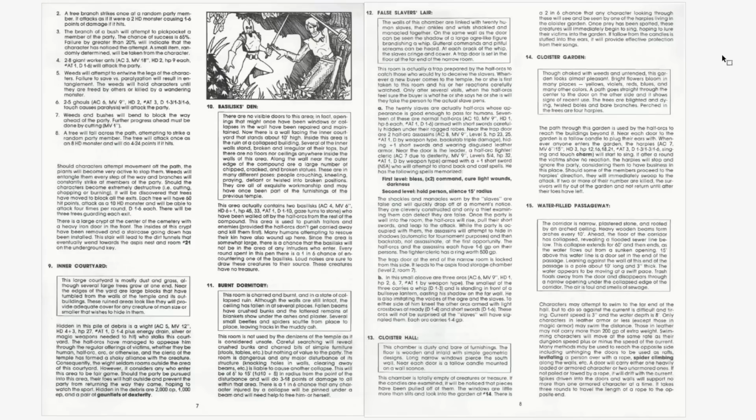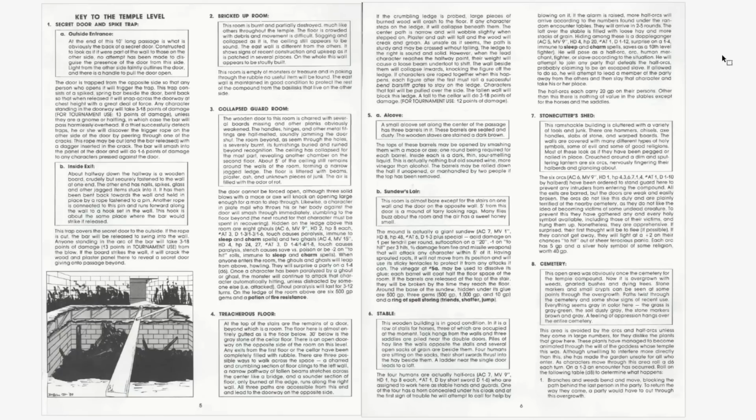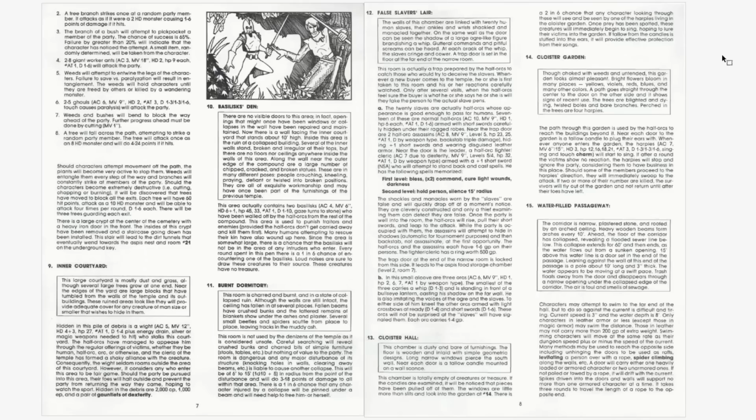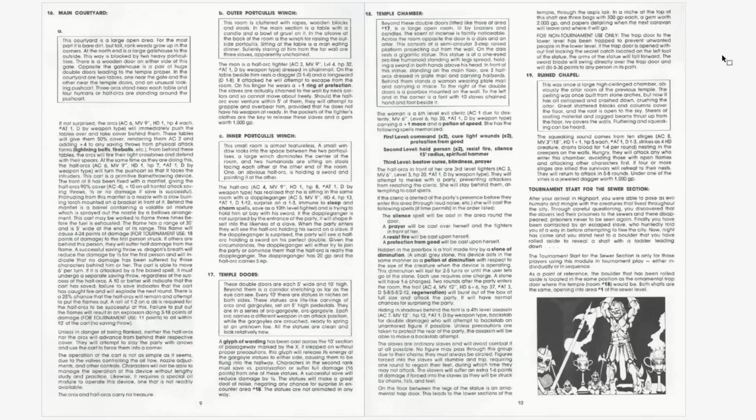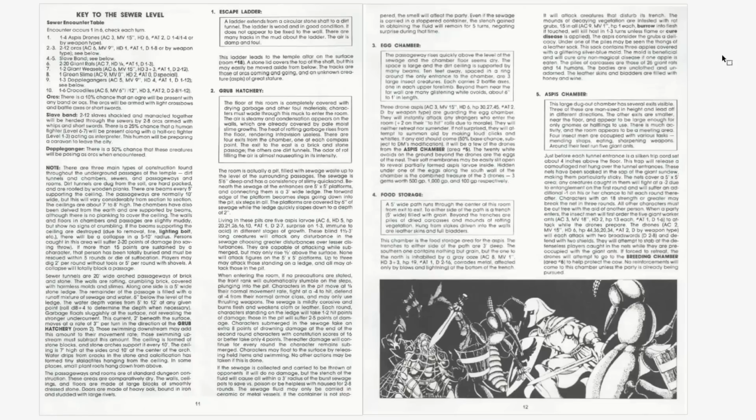Okay, so now in the first part, the temple level, the monster that you're going to encounter, the new one, well, there's a basilisk, but that's not the new one. The new one is called a sundew. And that is going to be detailed at the end of the adventure. And then in the sewer level, the new monster is called the aspis. It's these creatures you see here down on the bottom right-hand page.